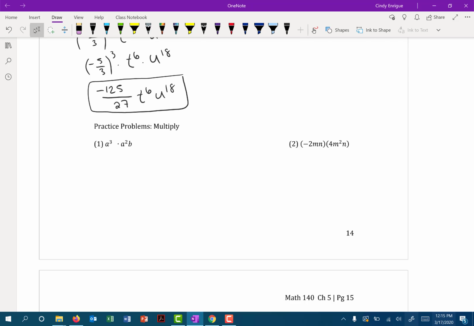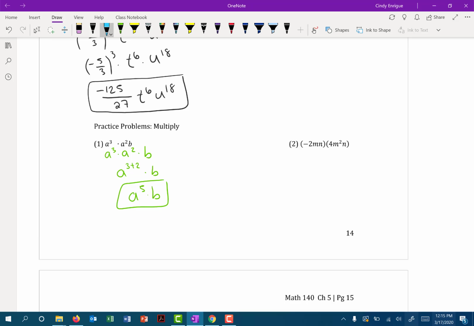So when I see this, I know that I have A's and 1 B. And remember, multiplication is commutative. I can multiply in any order. So this is really a to the 3rd times a squared times b. So now I have a to the 3 plus 2 times b. So I have a to the 5th times b. And so that's going to be my final answer there.